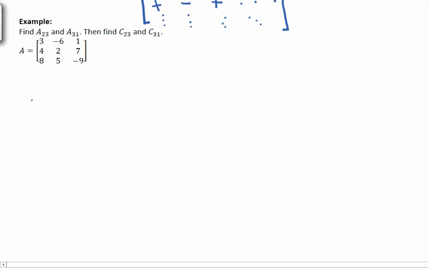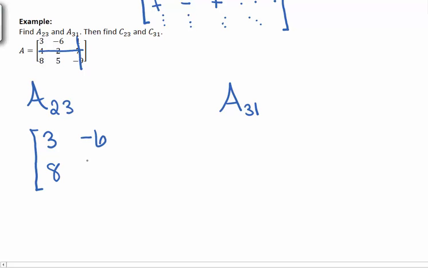So here I want to find A23 and A31. A23 comes from deleting the second row and the third column. That leaves me with the matrix 3, -6, 8, 5. If I want to find the cofactor, I first notice that the second row, third column in my checkerboard pattern is a minus. So this is negative determinant of this matrix.